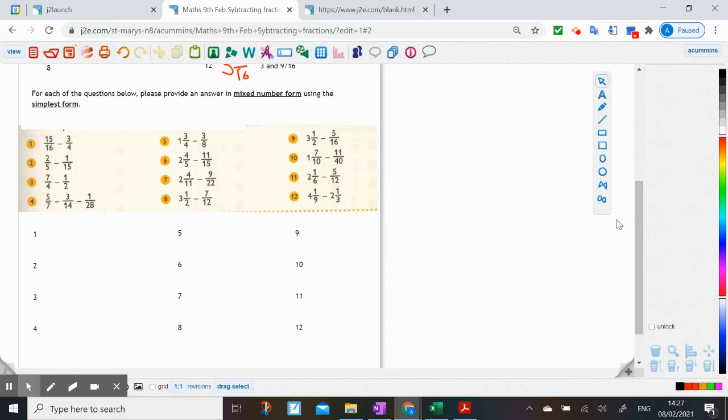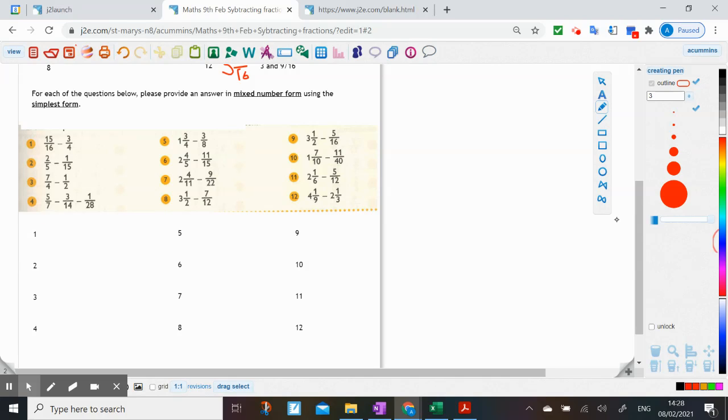Right, I'm going to offer one more example. If you think you're comfortable with this now, then of course you're welcome to start. But if not, here is one more example for you. And we're going to do 12. And remember, with all of your work, we're going to try and show the answers in simplest form and mixed number. That's the end result that we're looking for.